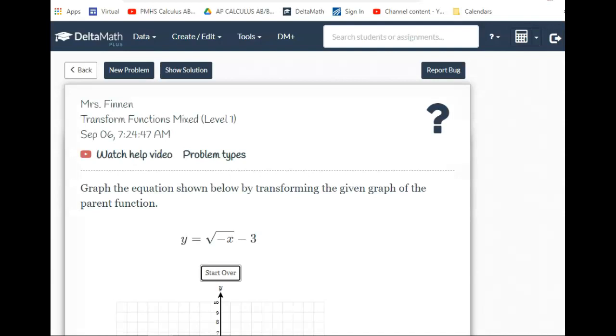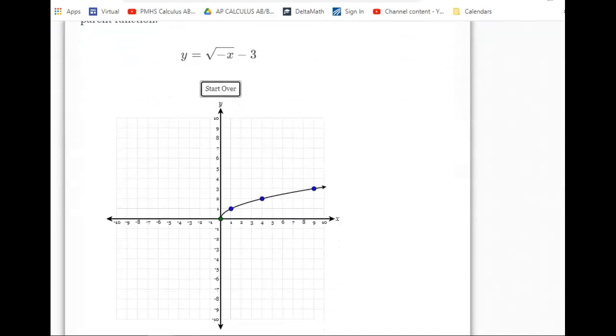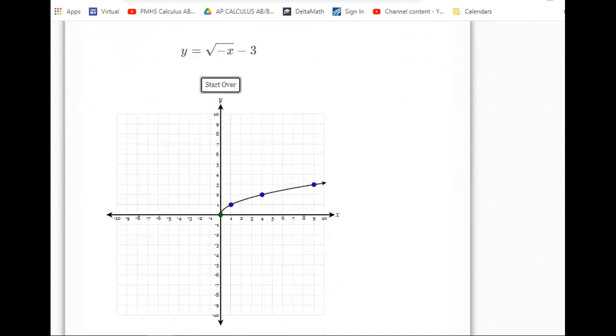So this one, I'm supposed to reflect and then move. What do I reflect in? Y-axis. So you grab one of the blue points. It doesn't matter. This one's the easiest. I'm going to reflect it over the Y-axis, and it takes all the rest of them with it. And then I can move down 3. Okay, so you just kind of play with them that way.